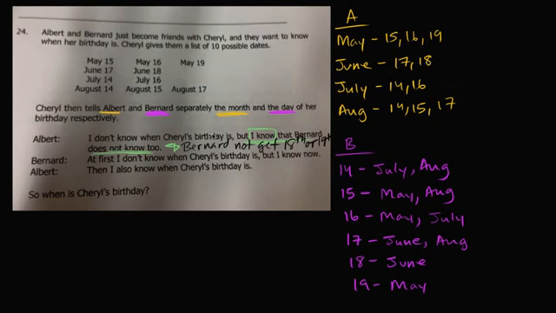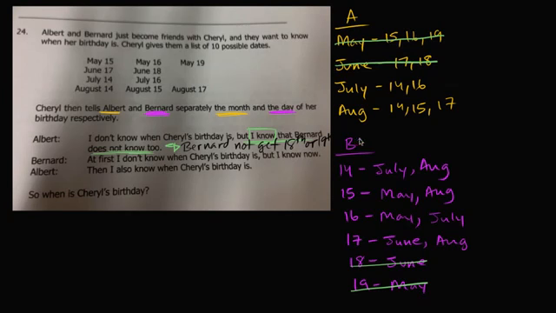But because he says, I know that Bernard does not know too, the reason why he can say that is because he knows it's not May or June. So we can rule out May or June, and we can rule out the 18th and 19th.